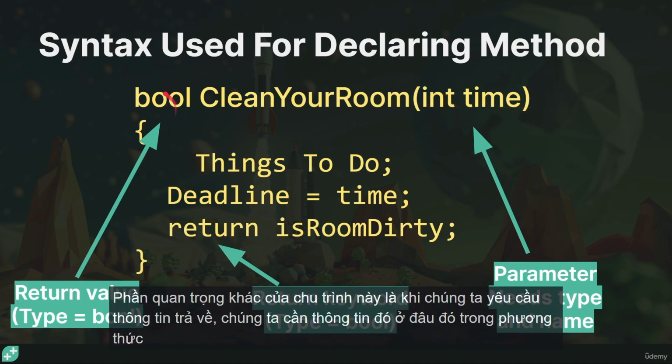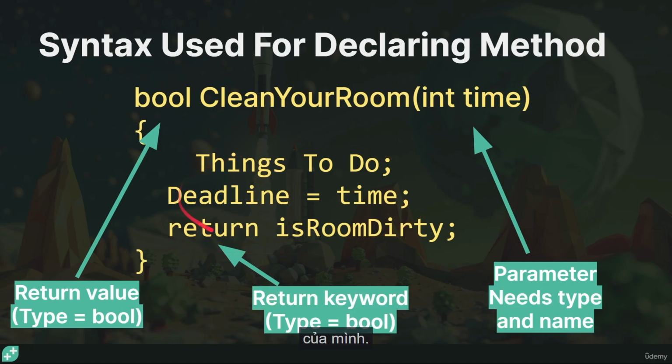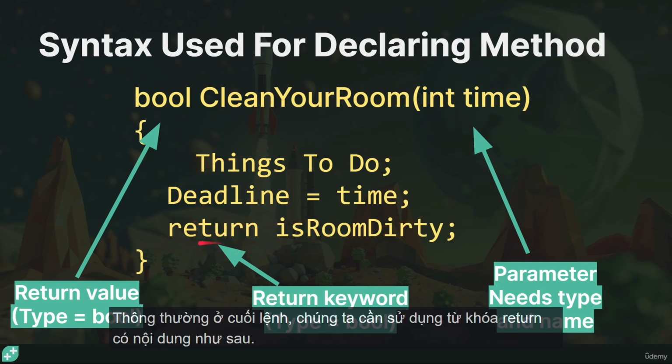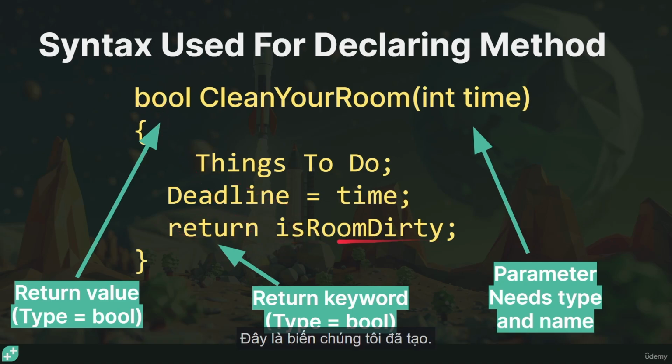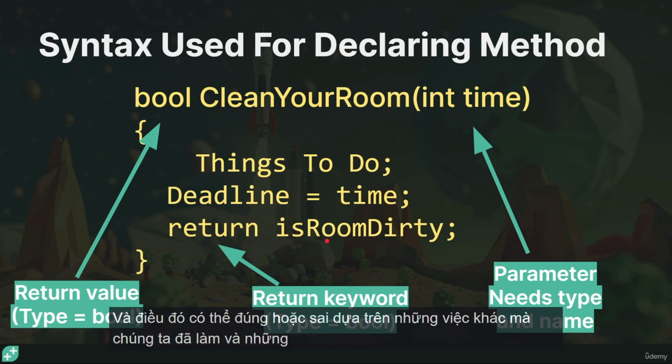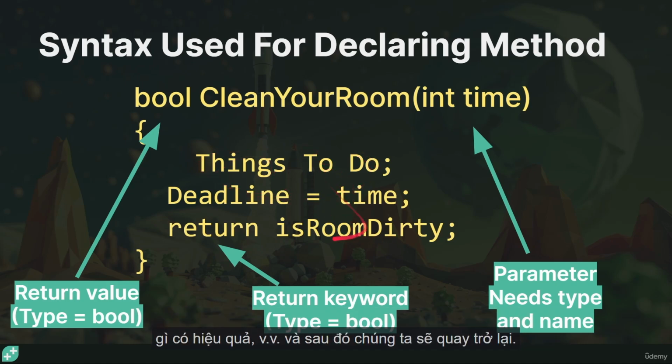The other important part for this cycle is when we are requiring return information, we need to, somewhere within our method, usually at the end of it, use the return keyword that says, here is me returning what it is you asked for. And we've got this bool. This is a variable we've created here. Is room dirty? And that's either going to be a true or a false based upon the other things that we've done and what's worked, etc. And then we will return back whatever is contained within is room dirty.